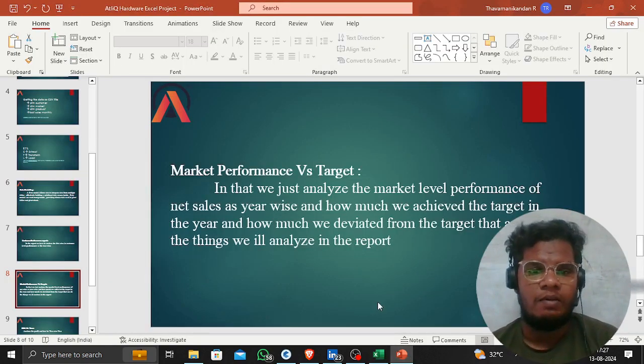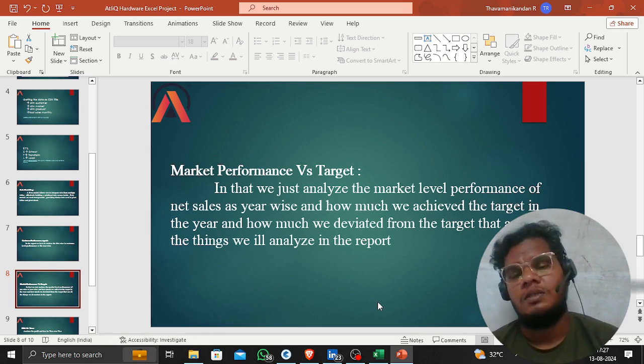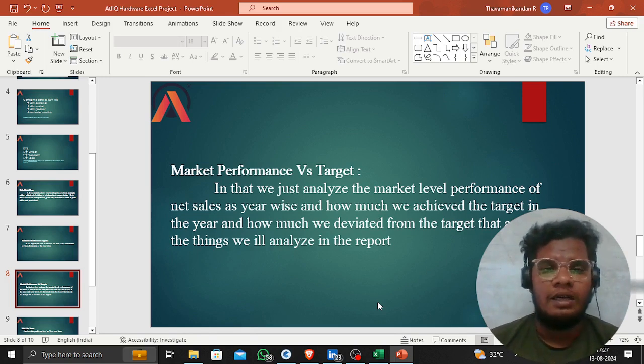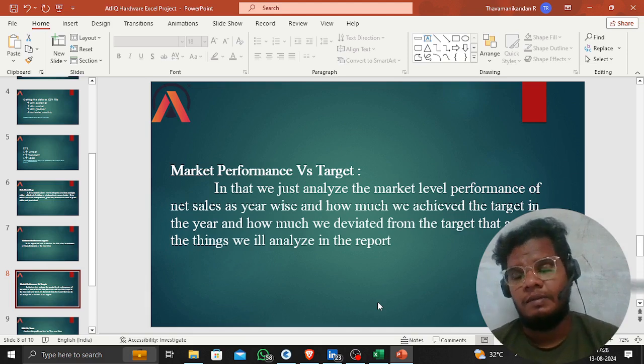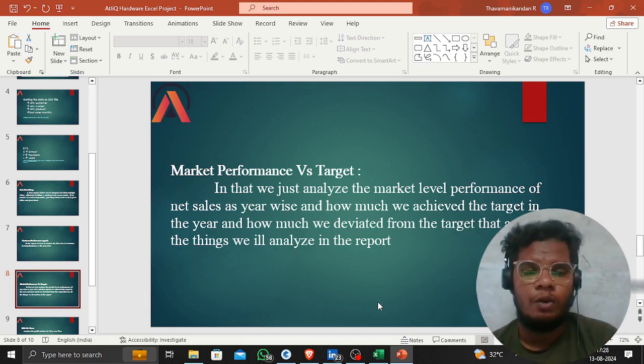Next, we see the market performance versus target. Market performance versus target means we analyze how the markets performed in 2019, 20, and 21, as well as 21 versus 22. The company is always setting some targets for the market, or else the country, whatever we say. Sometimes the countries achieve the target, sometimes they can't achieve the targets. These are the things we are going to see.